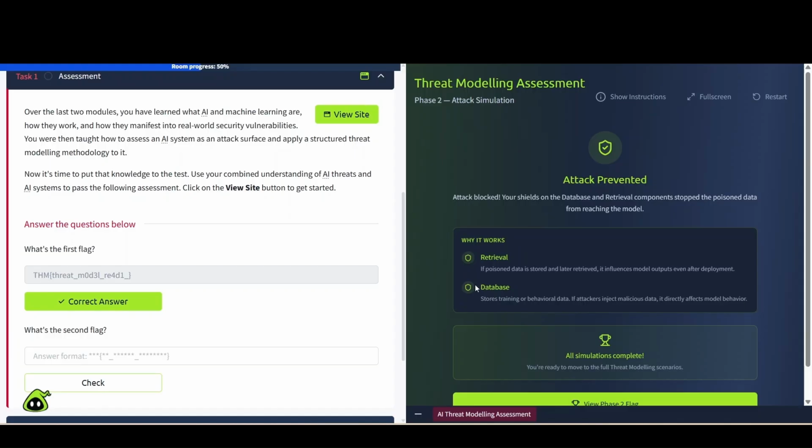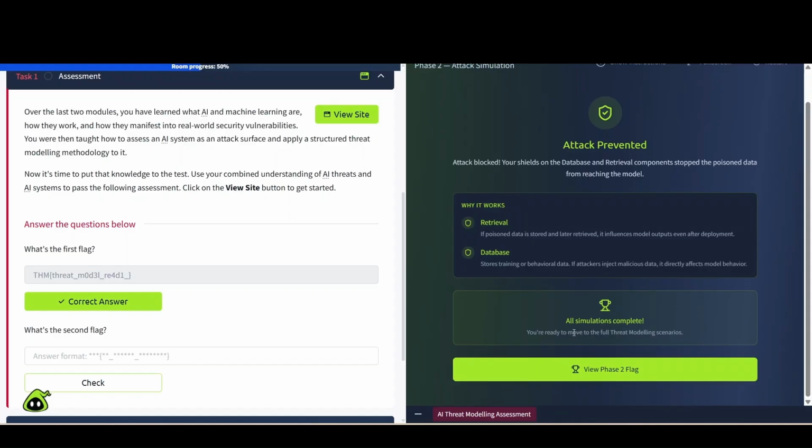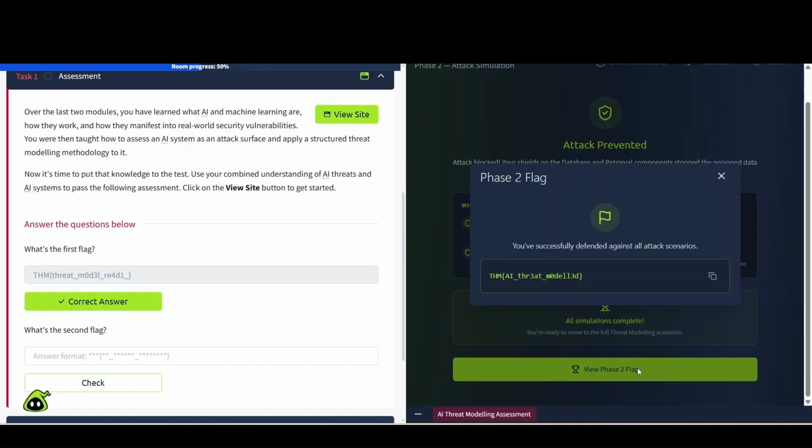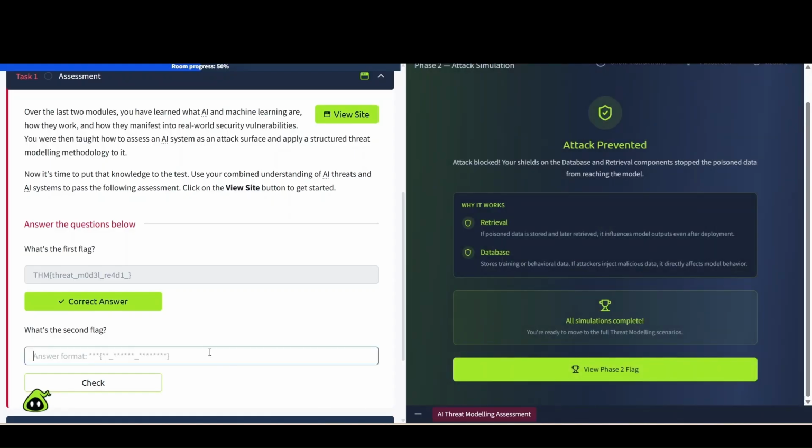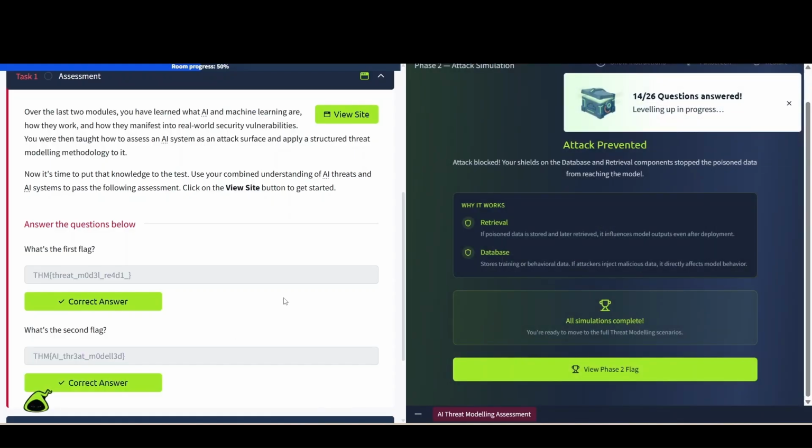Interesting. Okay, so for sure we knew that was going to be database, and then I guess we got lucky on retrieval, but now we understand why retrieval was the other one as well. Okay, all simulations complete. You're ready to move to the full exercise. Okay, sweet. So we got the last flag there, and it looks like we're done. Let's go ahead and do this here.